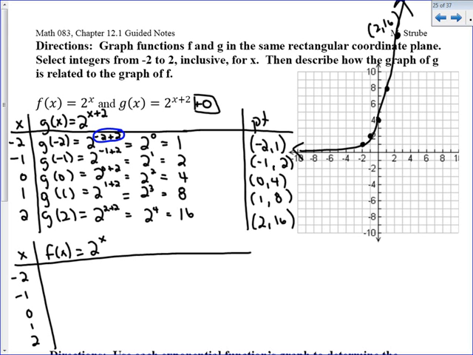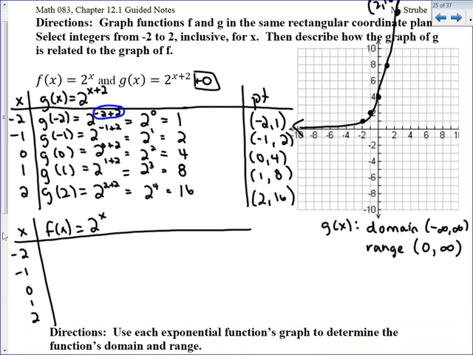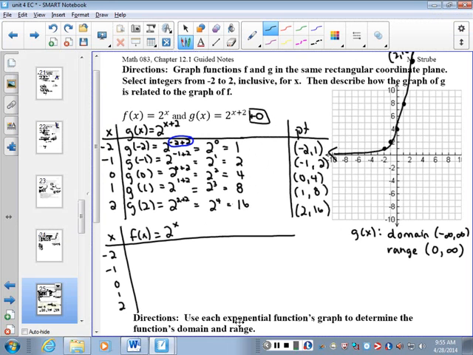So what's the domain of this first graph? Negative infinity to positive infinity. Domain's not changing. The domain for all of these will be negative infinity to positive infinity. What's the range? Where does this graph start? 0 up to infinity. So take a minute and work on your points for f of x. If you don't have them already, try to find those points for f of x.